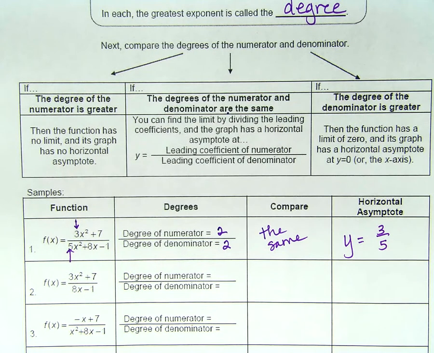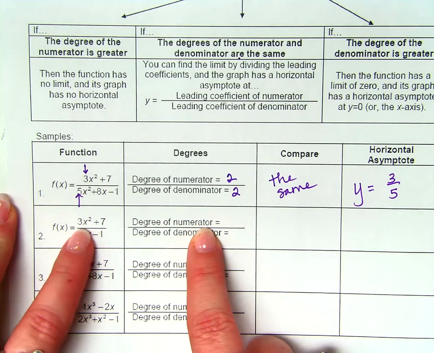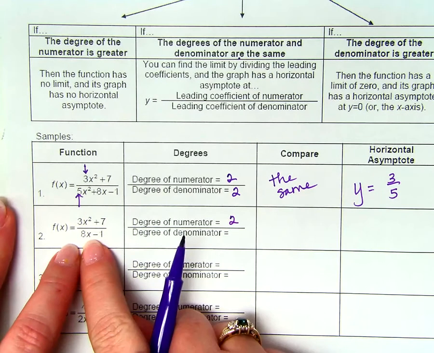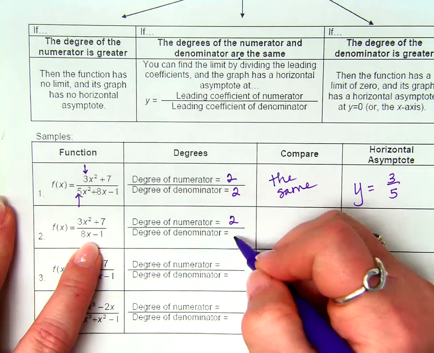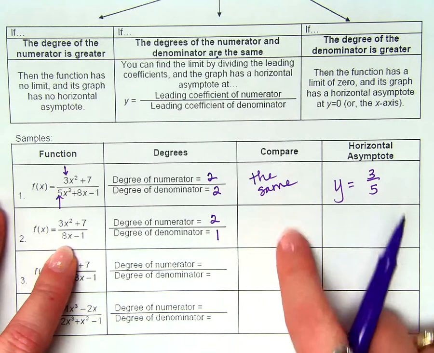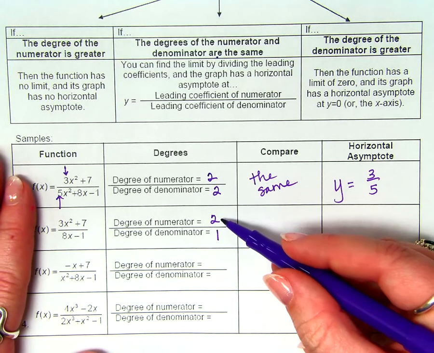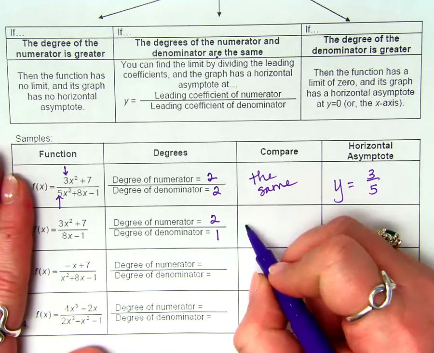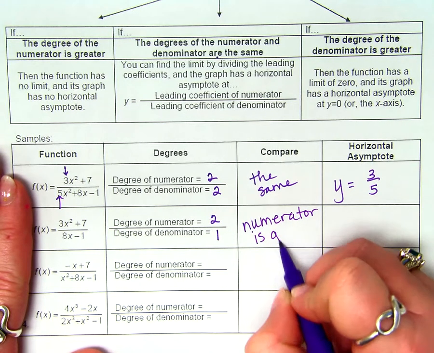Okay? Look at example number 2. What is the degree of the numerator? What is the highest exponent in the numerator? Well, it is 2. What is the degree of the denominator? What's the highest exponent in the denominator? Well, that's a 1. There's not a 1 there, so you know it's an understood 1. Remember that? Compare them. Are they the same? Which one's greater? Well, 2 is greater than 1, as far as I know. So we're going to say the degree of the numerator is greater.